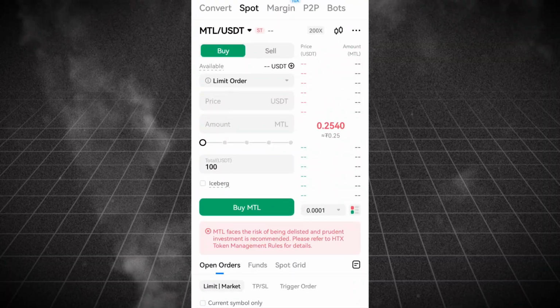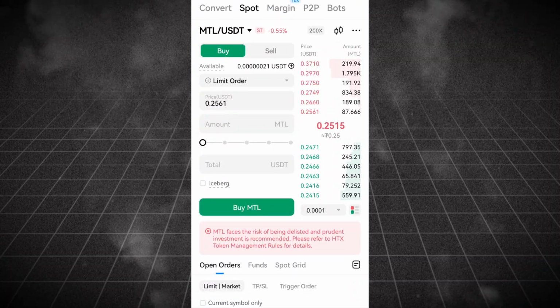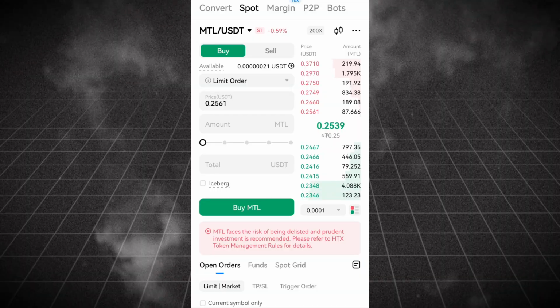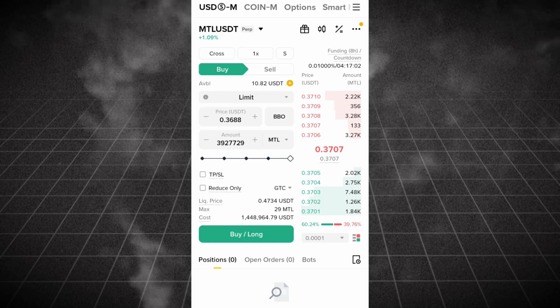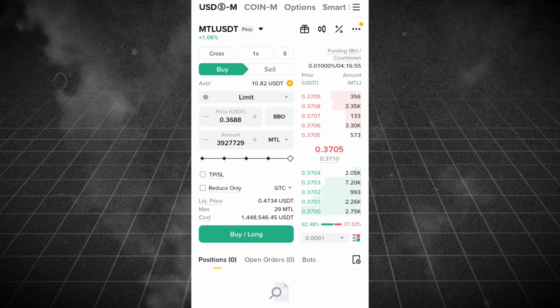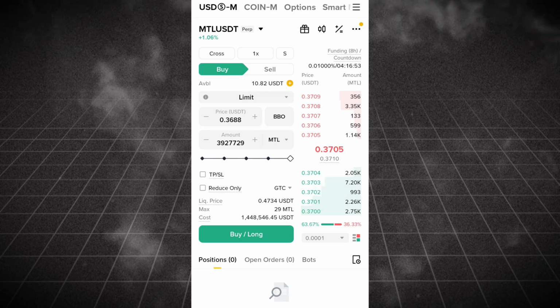In this place, this specific token is selling for 0.25 cents. Yes, take a look at the price. Now in futures trading on Binance, it is selling at 0.37. So now here is how you can navigate and make a cool profit from this.